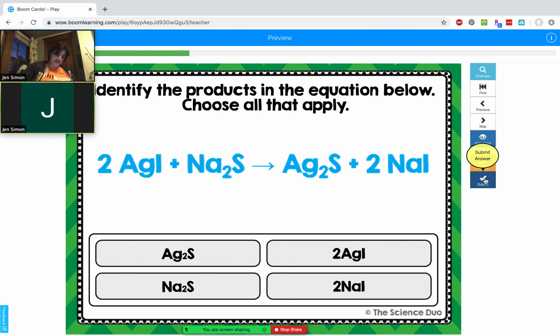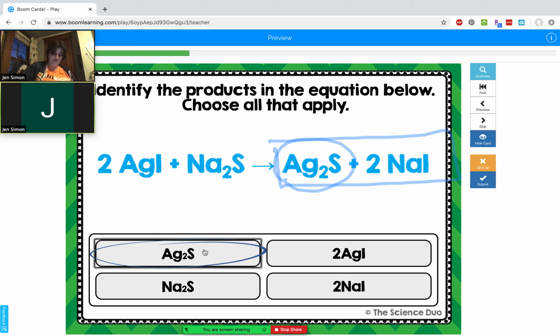Identify the products. Products are on our right-hand side. So we have Ag2S, and we have 2 NaI.